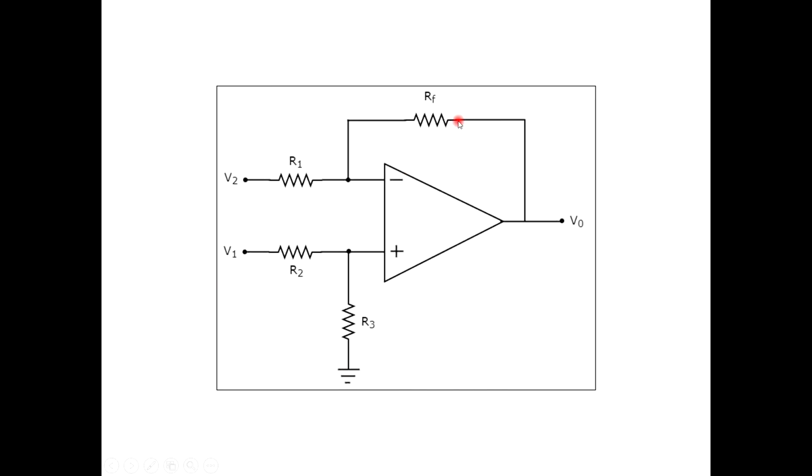Now just have a look at it. There is RF, that is the feedback resistor. There is R1 as usual we have. Then at the non-inverting terminal there is R2, which is the bias resistor, and there's also one more resistor which is connected to the ground. Okay, so there's R1, R2 and R3 at the inputs. The voltages that we are giving are V1 at the non-inverting terminal and V2 at the inverting terminal. The output is measured as V0.